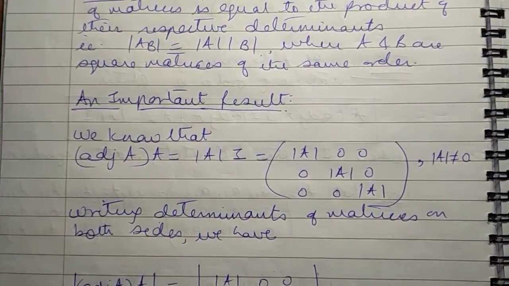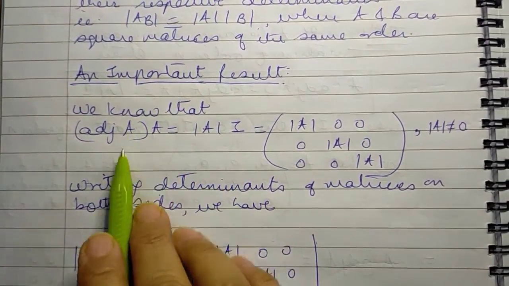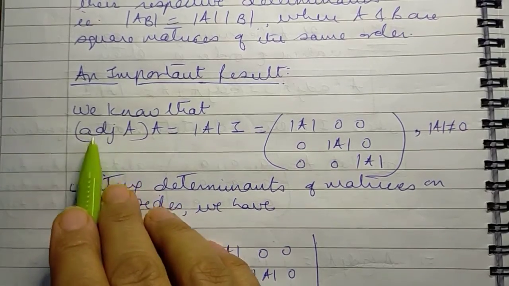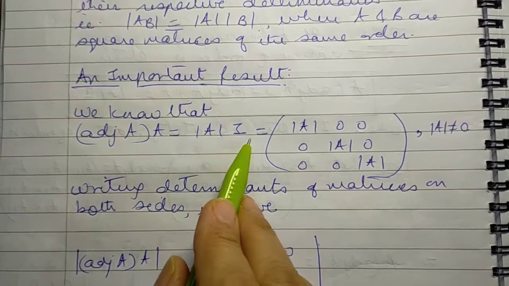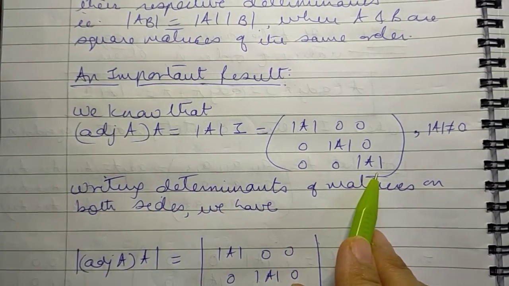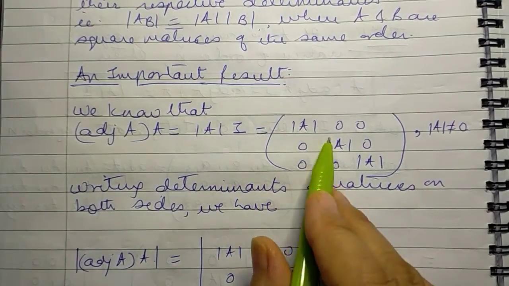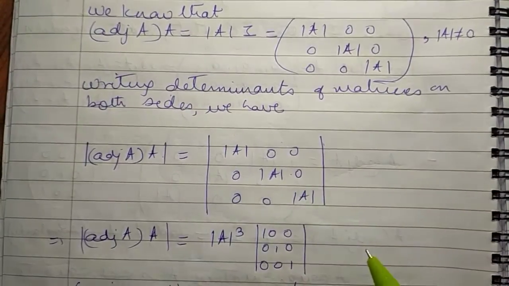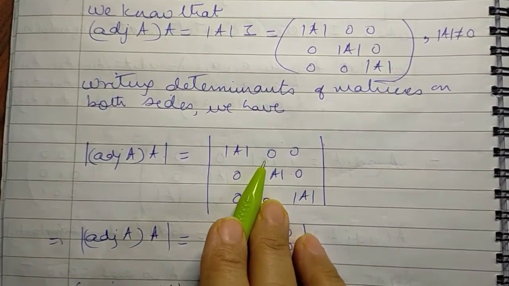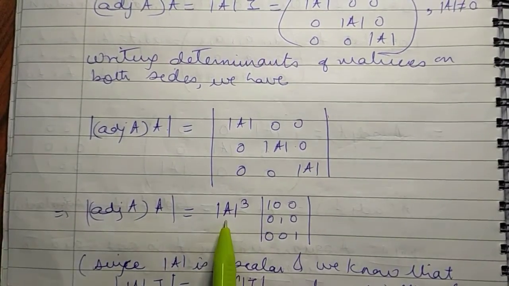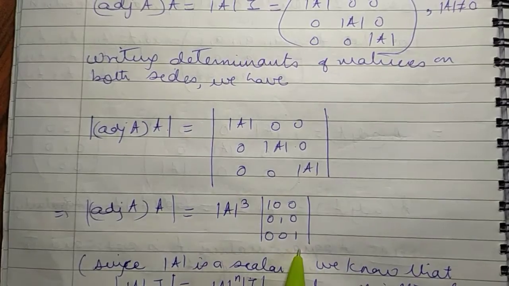Now we are going to take up another very important result, and for that let us start step by step. We know that adjoint of A into A is equal to determinant of A into I, which can be written as this. Let's take the determinant of both sides. So determinant of the left side is equal to determinant of this side. Now we can take out determinant of A common, and this becomes determinant of A whole cube into the determinant of the identity matrix.